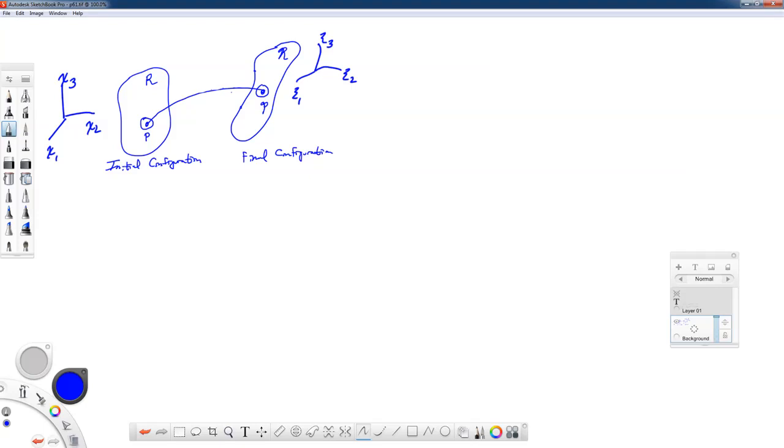So we'll go back to our original pictures of the 3D bodies. We have on the left our initial configuration in R, region R with point P. They get transformed into region script R at point script P, and we have the neighborhood of those points. Now we're going to set up initially two coordinate systems. We're going to have a coordinate system x1, x2, x3 in the initial configuration, and then over in the deformed configuration, coordinate system xi1, xi2, and xi3.